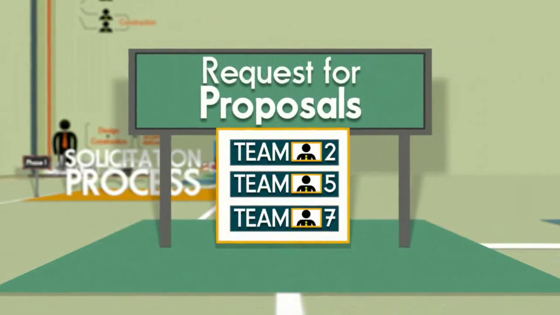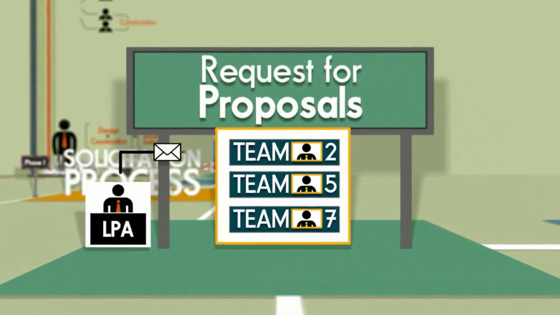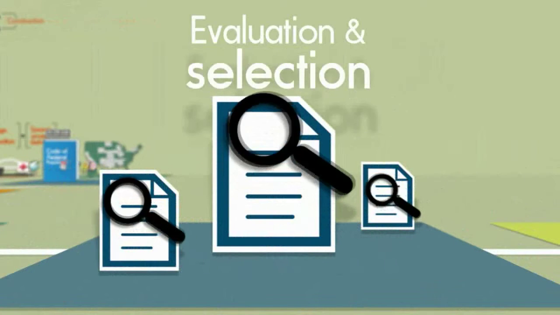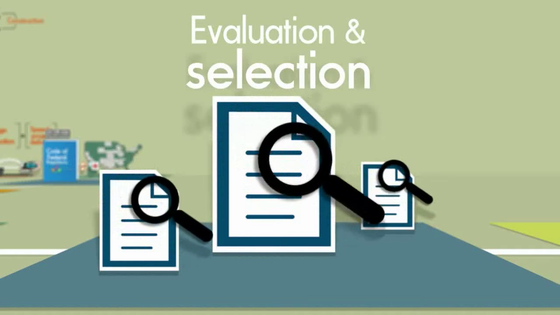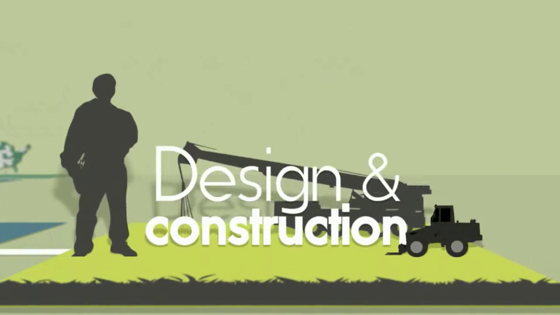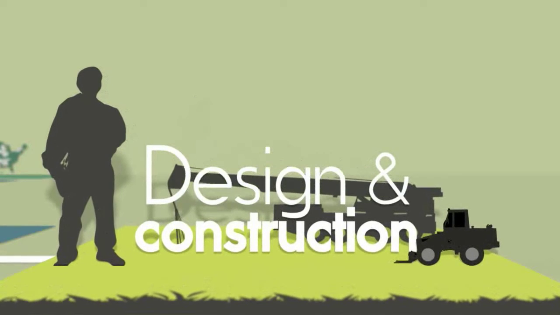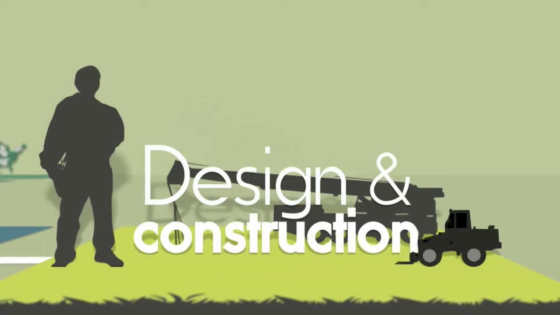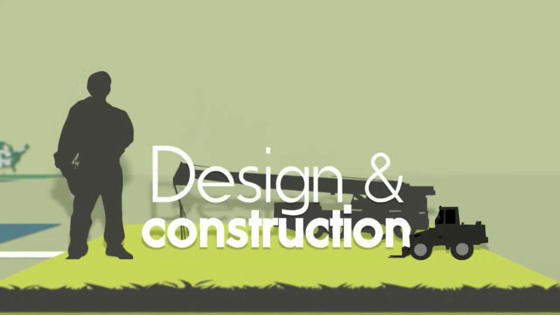In the Request for Proposals, or RFP, the agency provides contract requirements to shortlisted teams so they can prepare technical proposals and estimates. During evaluation and selection, the agency develops a cross-cutting evaluation team to score the technical proposals based on a weighted criteria. Finally, we get to design and construction. Once the design-build team has been chosen, it can begin construction immediately while the design continues to develop. The LPA is providing oversight and review of design components and construction operations.